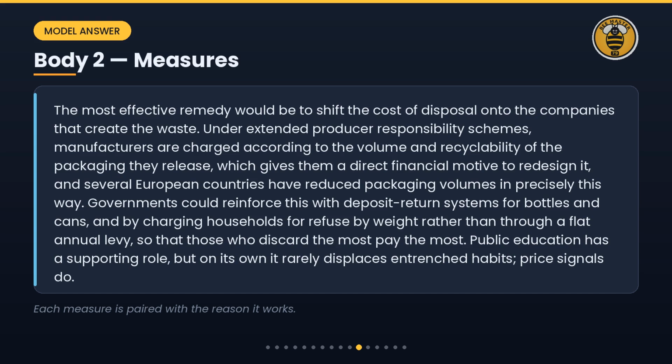Body paragraph 2. The measures. Each solution is paired with the reason it works. Producer responsibility works because it creates a financial motive to redesign packaging. Weight-based charging works because it makes disposal visible to the household. The paragraph ends by conceding the weakness of education, which shows evaluative judgment, not hesitation.